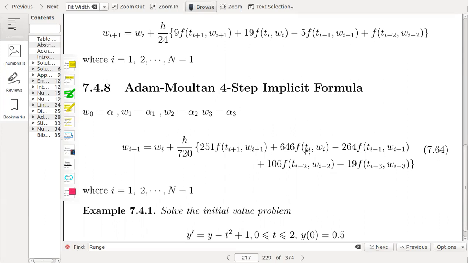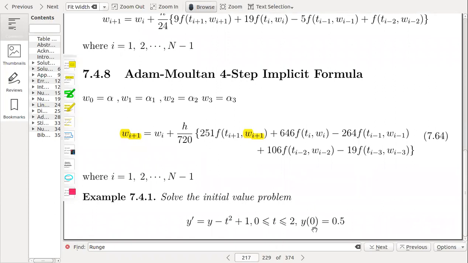So why is this method implicit? Just observe that here we have this Wi plus 1. So again, Wi plus 1 is involved inside. So that is why this is an implicit method, because it is not written in an explicit form.